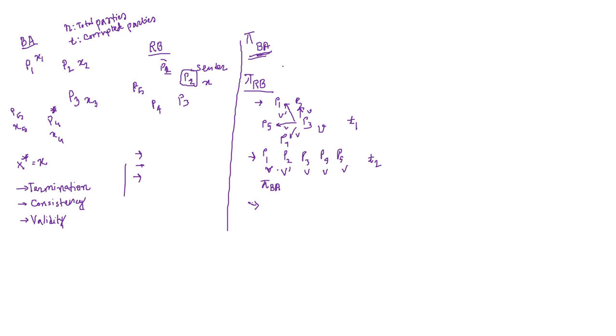So by validity of the underlying BA protocol, validity of this RB protocol is also satisfied. And this requires just some T less than N. So the number of corrupted parties should be less than the number of total parties. That is the only requirement in this case.